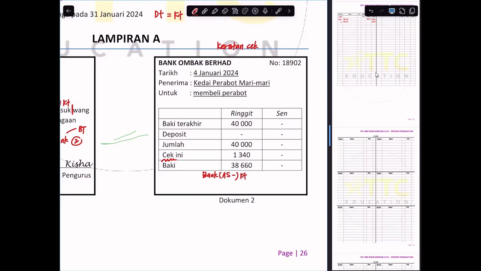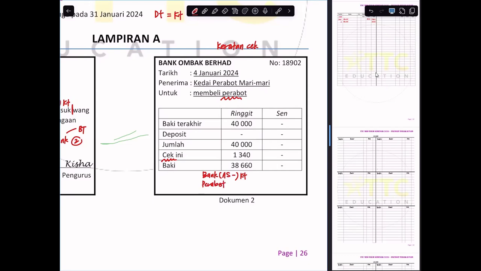But you cannot leave your account hanging like this because you need to make sure every figure is recorded twice. Any record also needs to be recorded twice, right? Okay, so you need to make sure one in debit, one in credit. Now, let us find the other account on the debit side. Let's see in the document here. You saw other names, right? Kedai perabot mari-mari, right? That means we are paying the money out to someone else. Why do we pay the money out? We buy perabot. So that means the second account is perabot.